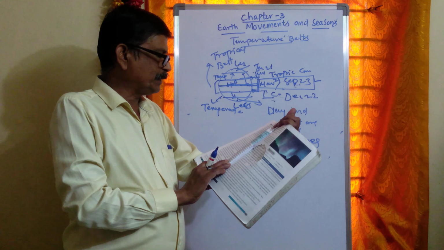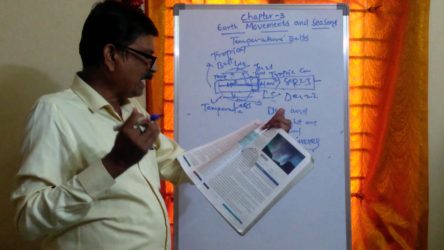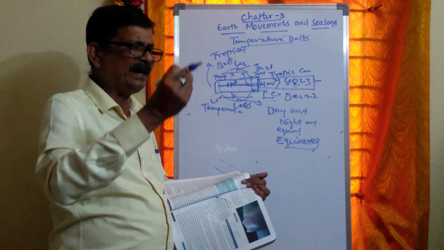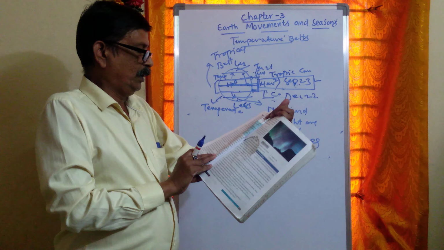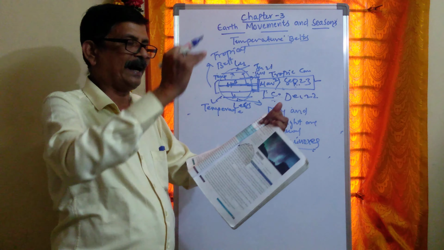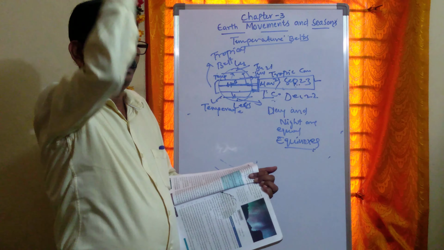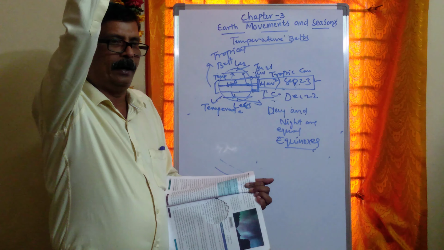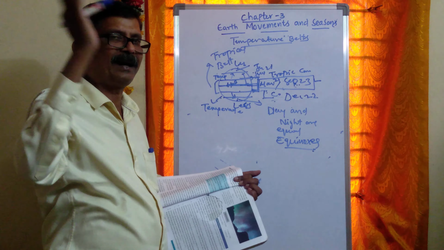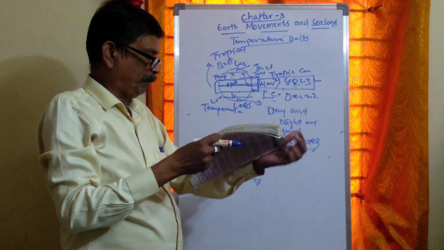A place which has 6 months of day and 6 months of night gets very slanting rays of the sun even during the day. The sun does not rise high in the sky but stays just above the sunrise point. Here we witness the sun coming overhead in the afternoon, but in the polar region it doesn't rise like that. It remains just above the horizon.